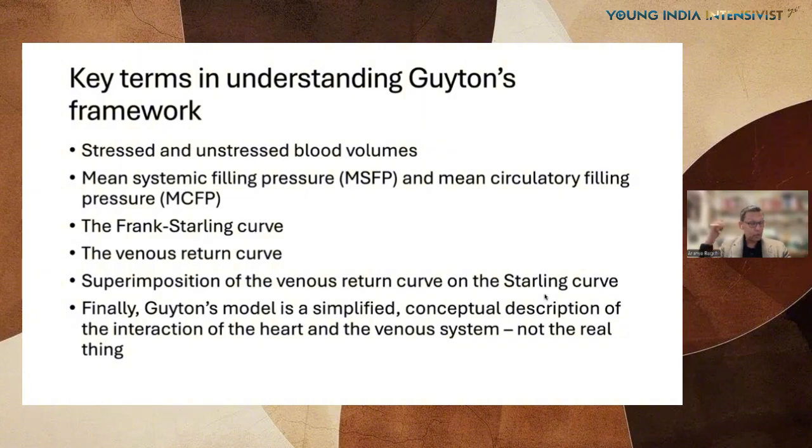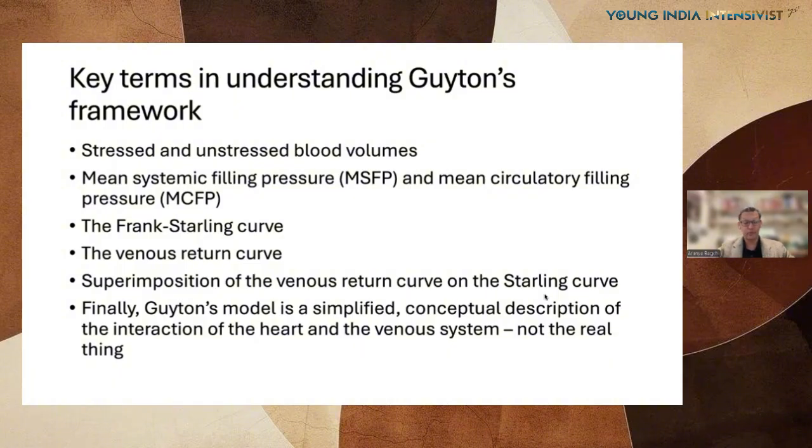So to understand what Guyton talks about, you have to be a little bit familiar with terms we don't use in clinical practice routinely. Some of them we do, and sometimes we misuse them, in my opinion. But these terms are the stressed and unstressed blood volumes, the mean systemic filling pressures, and the mean circulatory filling pressures, the Frank-Starling curve, which is the part that most people are familiar with, and I'll argue is somewhat misunderstood, the venous return curve, and then Guyton's innovation was that he superimposed the venous return curve and the Starling curve.